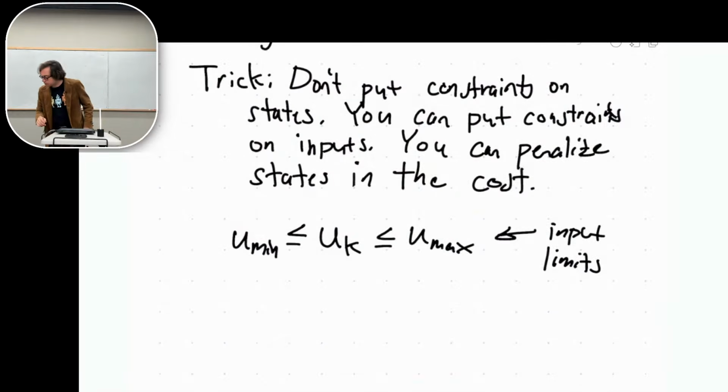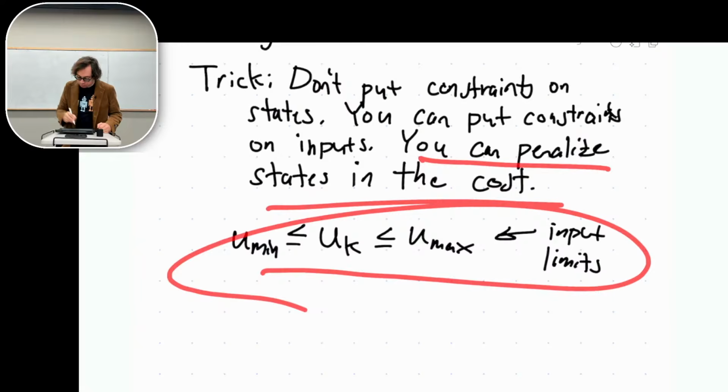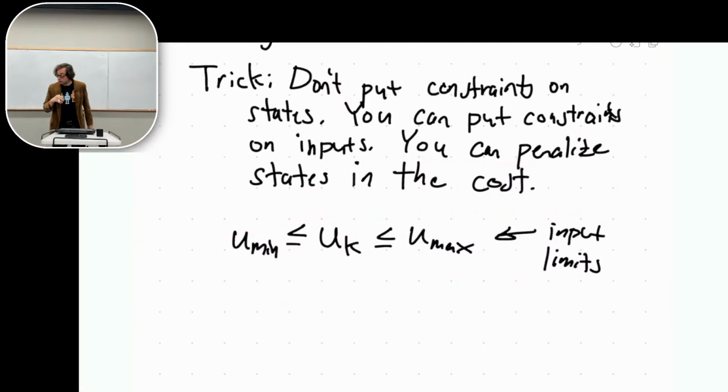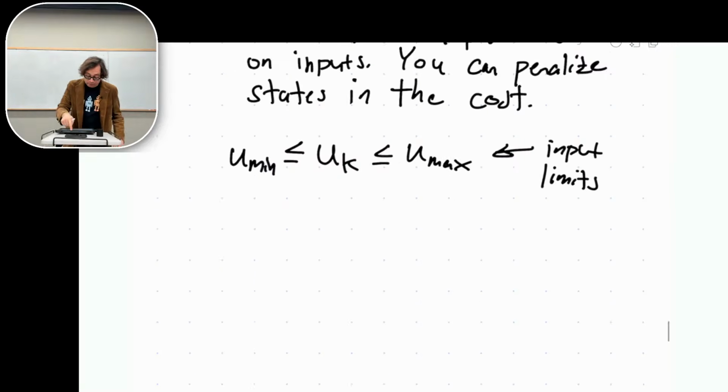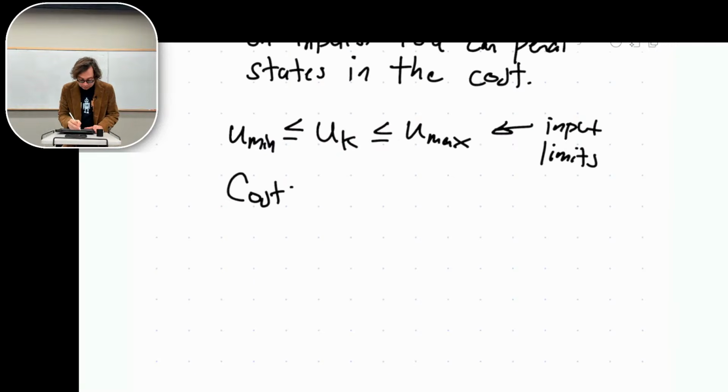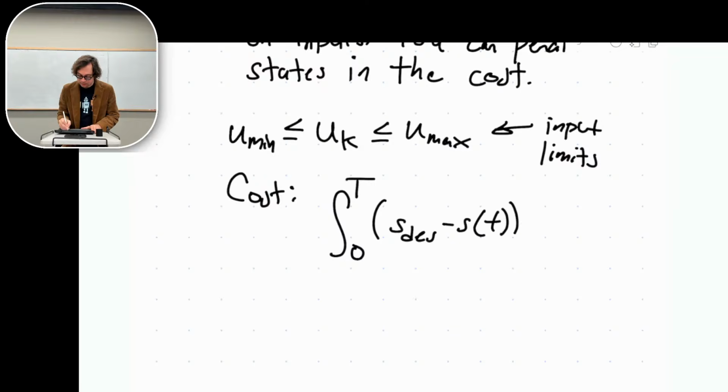See here? Sorry, I forgot to pull it up. So we can penalize constraints in the cost. We can put input limits here. All right? Okay, so now we want to penalize in the cost. Okay, our cost function. What I would like to do is have something like the integral from 0 to the end of our time horizon, of our s desired minus s of t, squared, plus s dot of t, squared, dt.